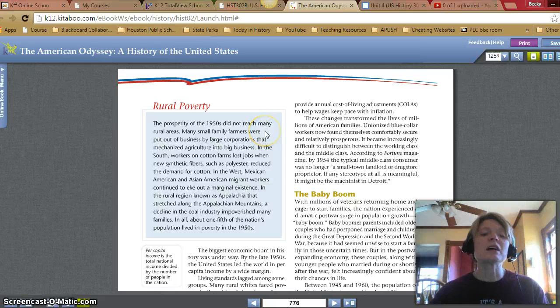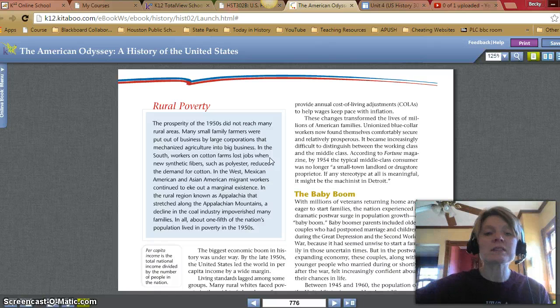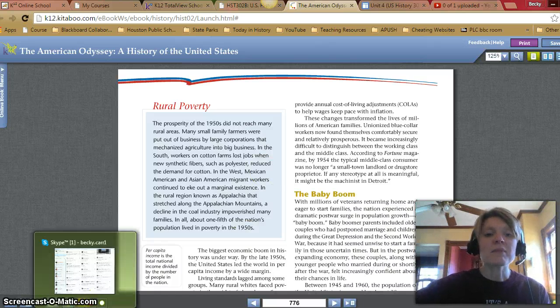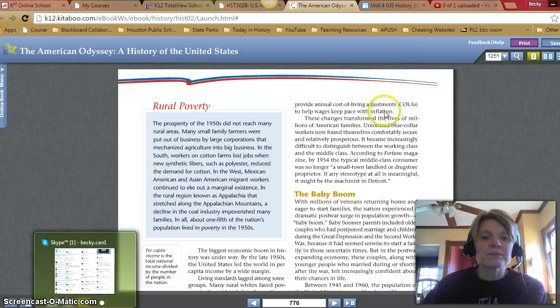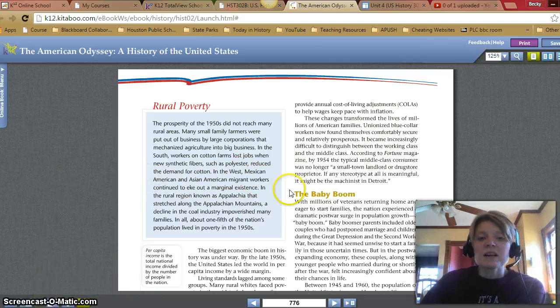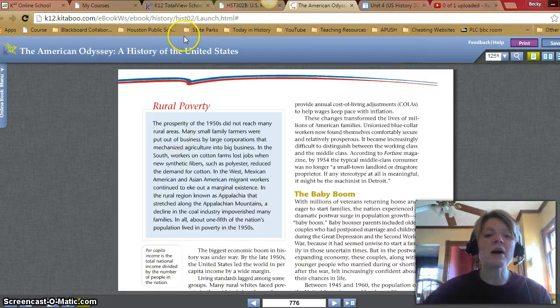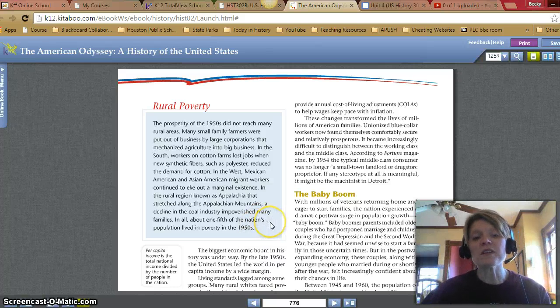Rural poverty. Prosperity of the 50s did not reach many rural areas. Many small family farmers were put out of business by large corporations that mechanized agriculture into big business. In the South, workers on cotton fields lost jobs when new synthetic fibers such as polyester reduced the demand for cotton. In the West, American and Asian American migrant workers continued to eke out a marginal existence. In the rural region known as Appalachia that stretched along the Appalachian Mountains, a decline in the coal industry impoverished many families. In all, about 1/5 of the nation's population lived in poverty in the 1950s.